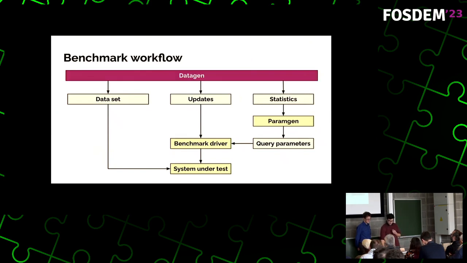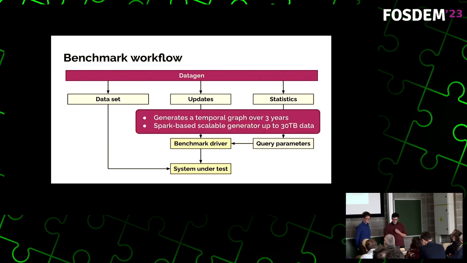So we start with the data generator, and the data generator provides us with a temporal graph spanning social media activity for 3 years, and it is simulated closely to the Facebook social network. It's a Spark-based data generator that can generate data up to 30 terabytes. And it contains skewed data sets, for example, with the knows and person data in this data.